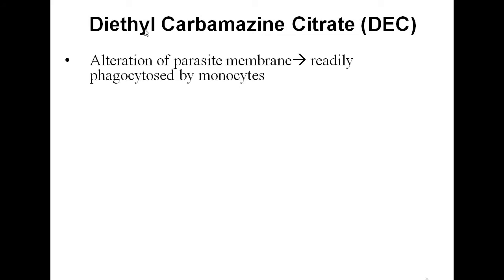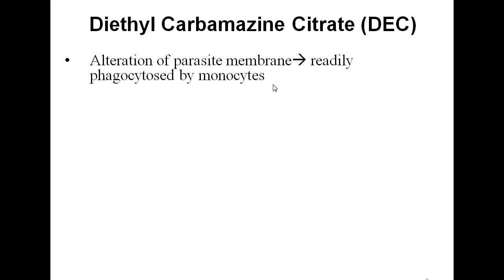Diethylcarbamazine citrate, also called DEC, was the drug of choice for filariasis but now has been replaced by ivermectin. Now since this is a frequently asked 5-mark question, we will describe it. The mechanism of action of diethylcarbamazine is it alters the membrane of the parasite, making it susceptible to be phagocytosed by the monocytes of the host.